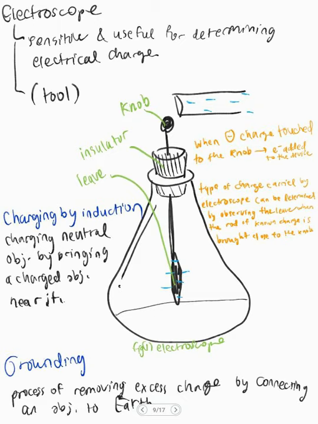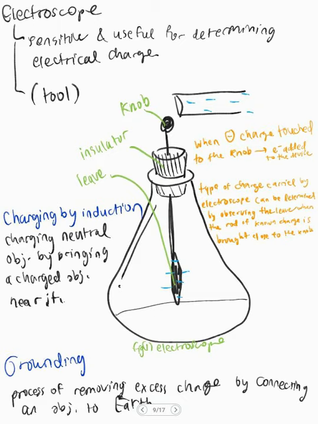And for the way to use the electroscope, the type of charge carried by the electroscope can be determined by observing the leaves when the rod of known charge is brought closer to the knob. There are several ways to charge a neutral object. Charging a neutral body by touching it with the charged body, as shown in the picture, is called charging by conduction.